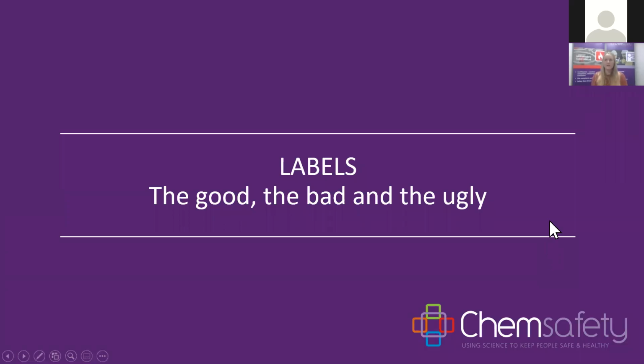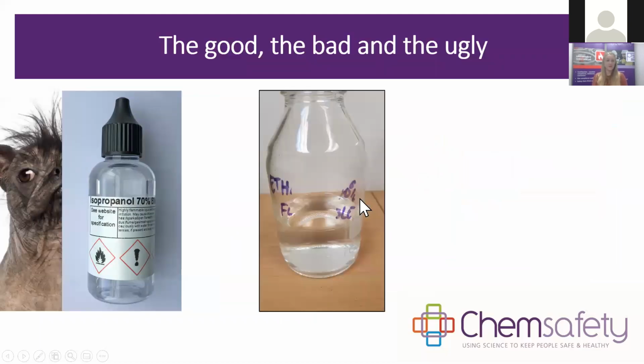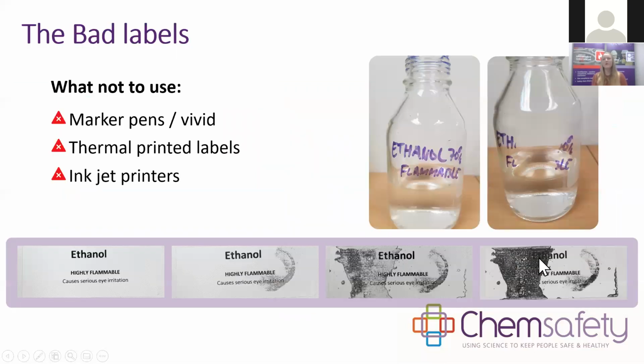So with labels, you get the good, the bad, and the ugly. And we will detail what distinguishes the good from the bad. So what makes a bad label? Why is it bad? Other than not having the sufficient information, other things can make a label bad.